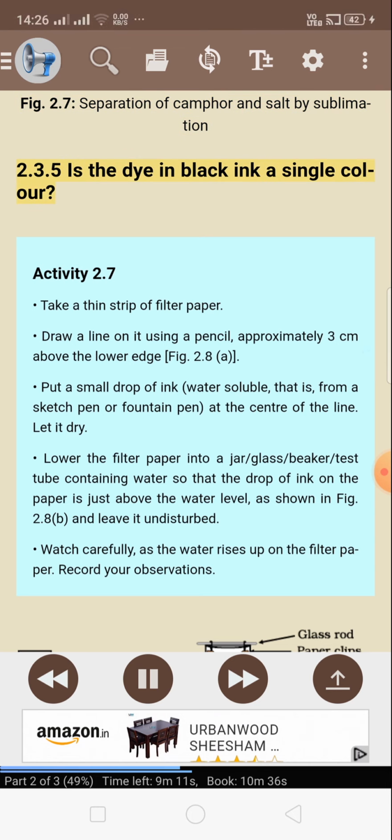2.3.5 Is the dye in black ink a single color? Activity 2.7. Take a thin strip of filter paper. Draw a line on it using a pencil, approximately 3 centimeters above the lower edge, figure 2.8. Put a small drop of ink, water soluble, that is from a sketch pen or fountain pen, at the center of the line. Let it dry.